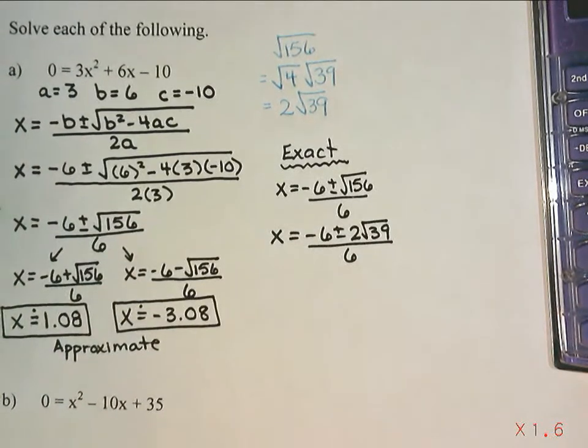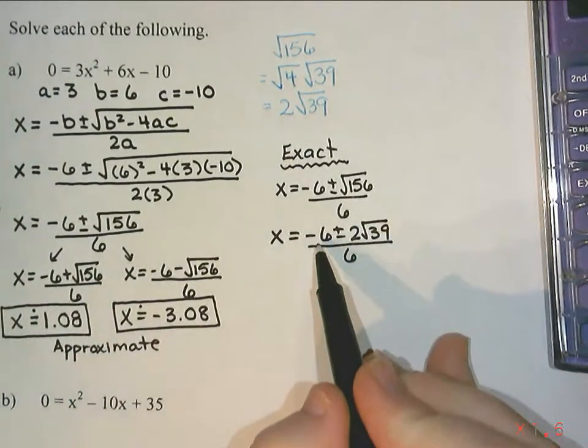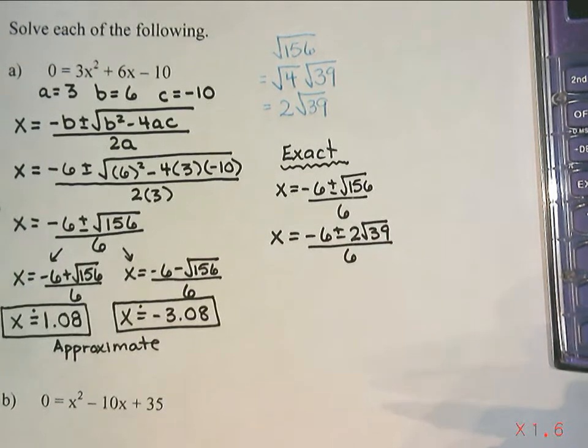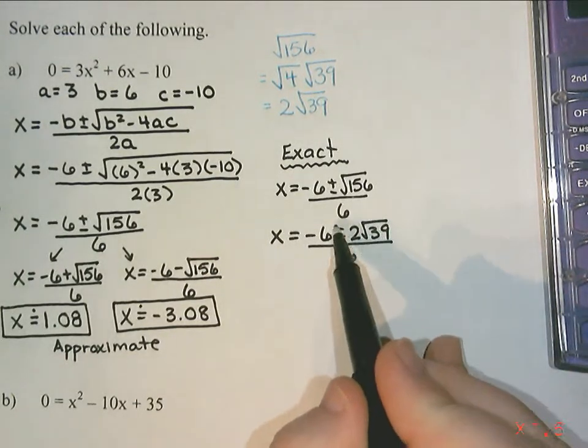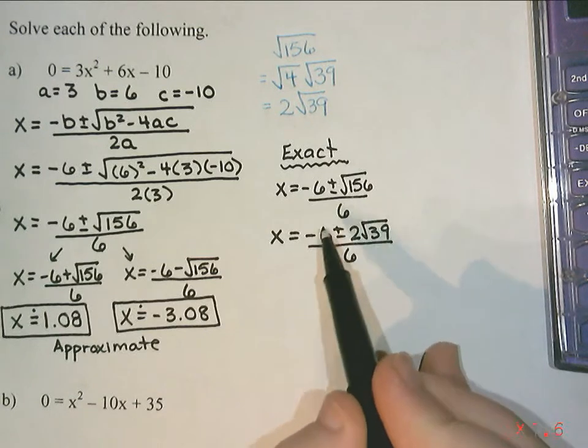Now I'm going to do something a little strange here. I notice when I look at the numerator, the 6 and the 2 are both even numbers. So what I'm going to do is I'm going to factor a 2 out of the numerator.